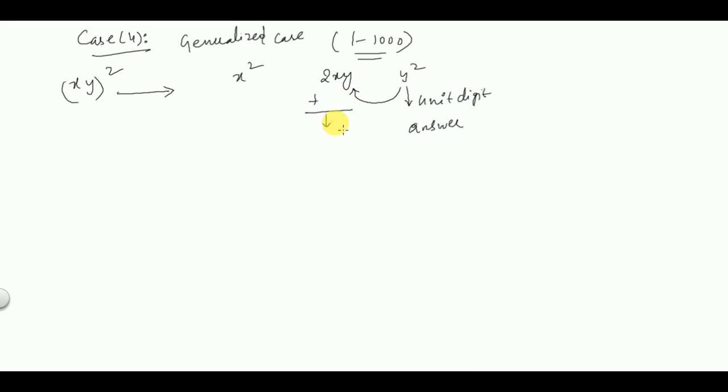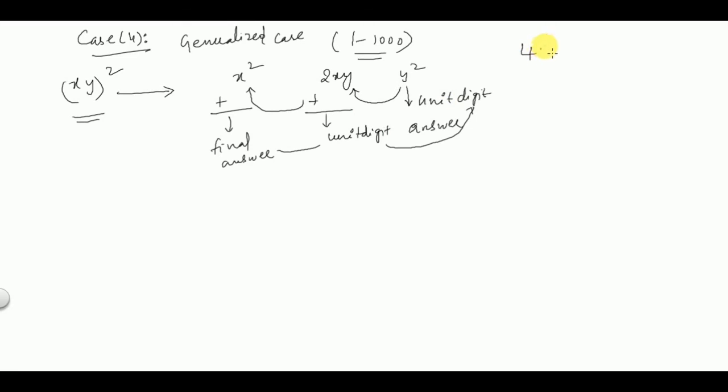So we'll add it to 2xy, and the unit digit here is also considered for the answer, and the remaining digits will be propagated as carry here. So we'll get a final form here. This final answer of the addition along with the 2 unit digits considered will form the final answer for the square of the number. Okay, so we'll see an example, then you'll understand very clearly about this process.